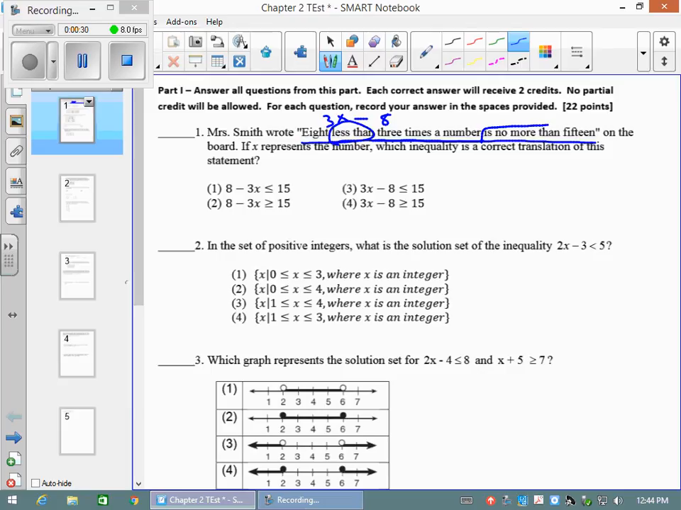"Is no more than" is less than or equal to 15. So the correct choice for number 1 is choice 3.